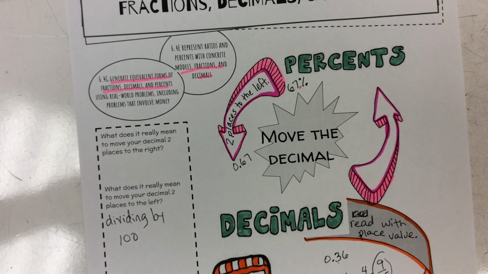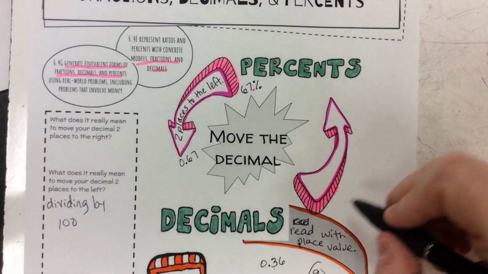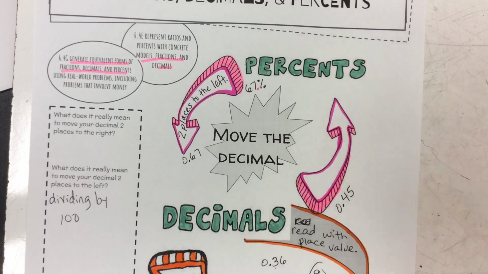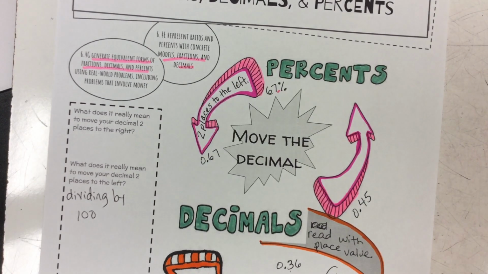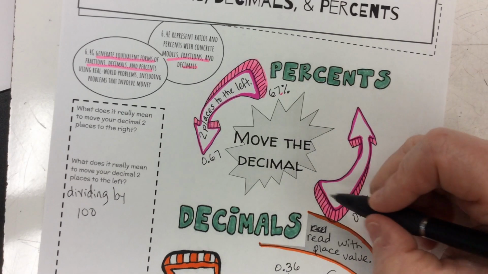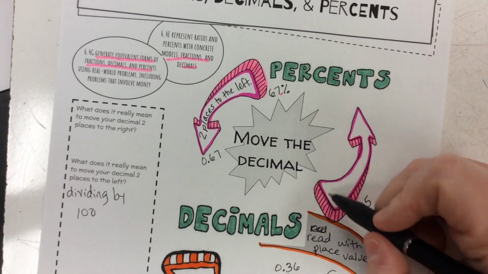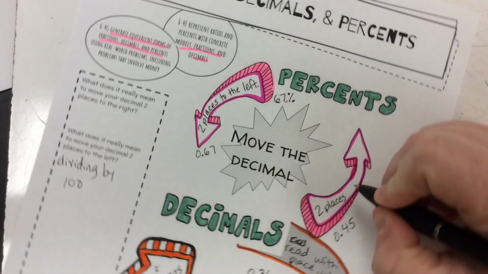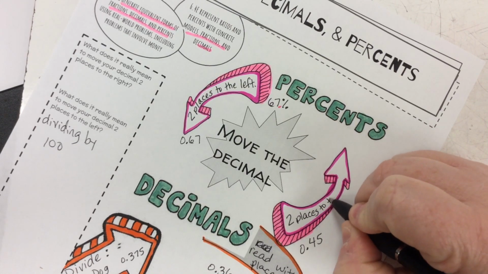Now, if I have a decimal, let's say I have 0.45, and I'm trying to make it a percent. What's the opposite I'm going to do? Instead of dividing by 100, I'm going to be multiplying by 100, which will move my decimal 2 places to the right. So, move the decimal 2 places to the right.